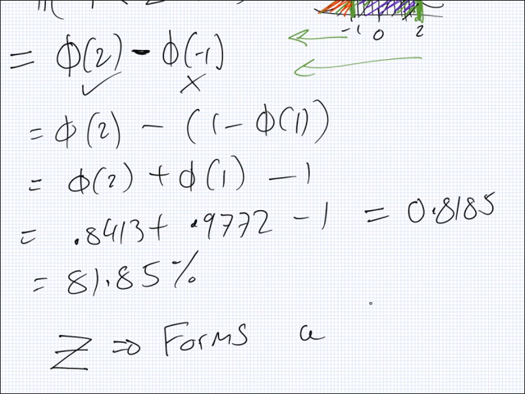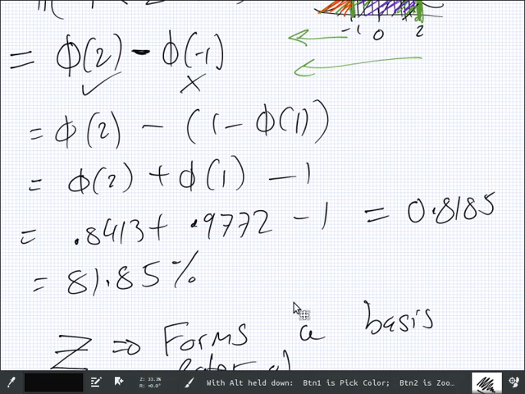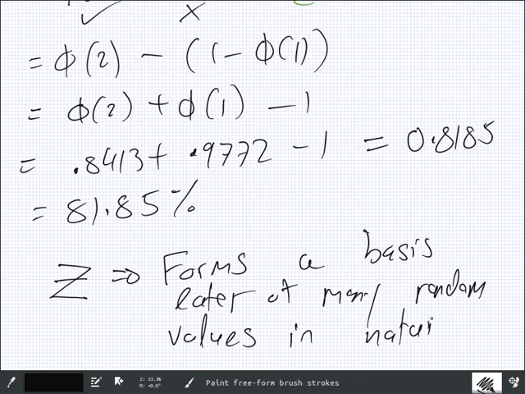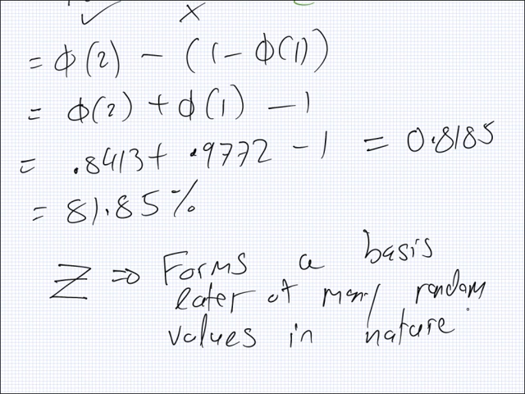It forms a basis later of many random values in nature. We can't see it right now, but very soon we'll see that this Z is actually like a feature of biology, nearly, not just biology, but we'll discover that a lot of things in nature have behind them this Z value. Okay?